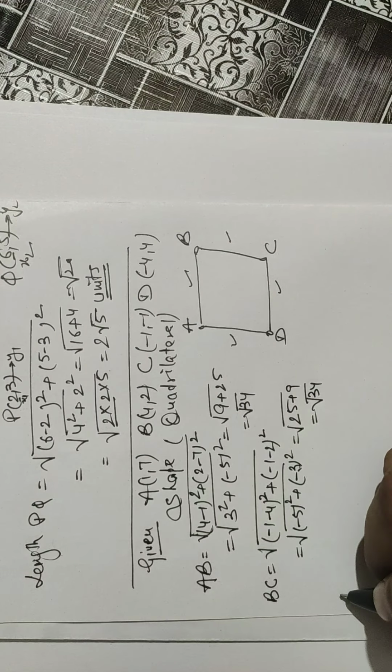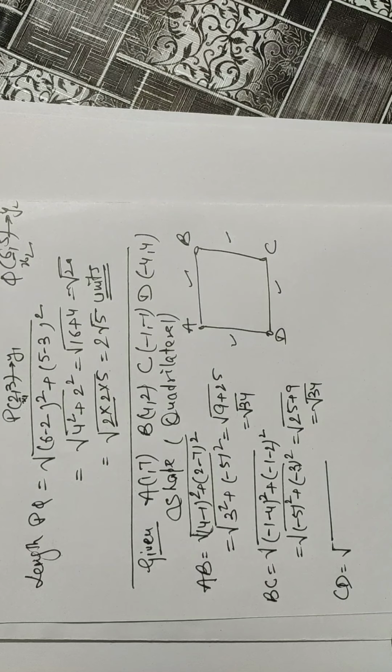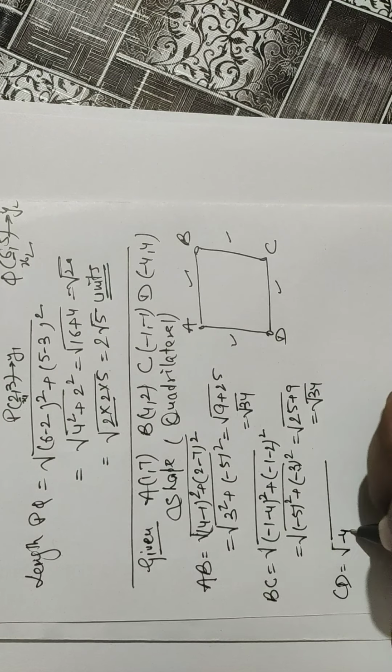Now we are going to calculate CD, the third length of the quadrilateral. From D we subtract the C coordinates. We get square of minus 3 plus square of 5, same as before, so the answer is the same: square root 34. Now we are going to calculate the fourth length AD. From D we are subtracting A.